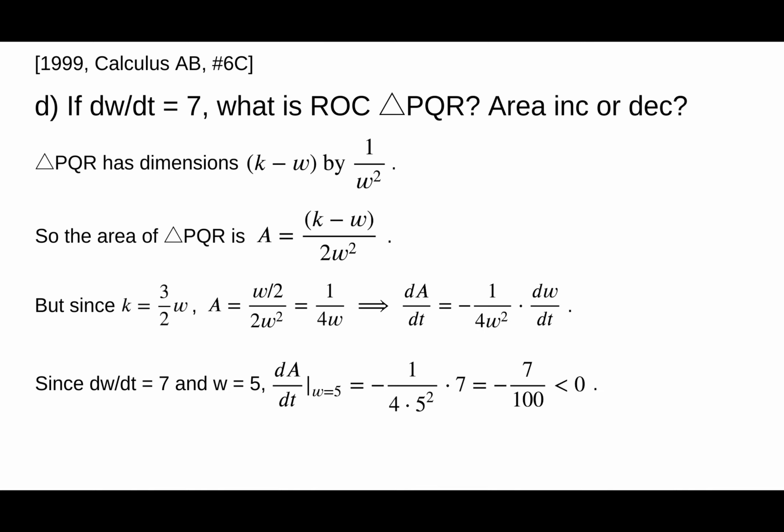So that is the rate of change, but notice that it's negative. Negative 7 over 100 is less than 0. So at this particular point with these conditions, the area of triangle PQR is decreasing.